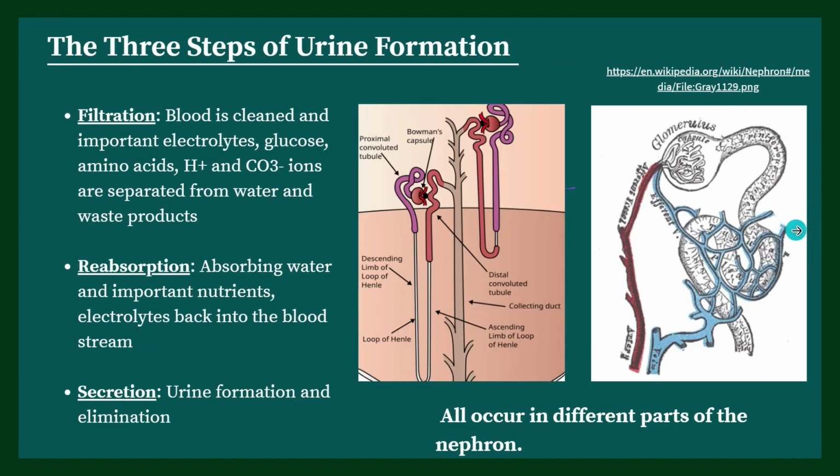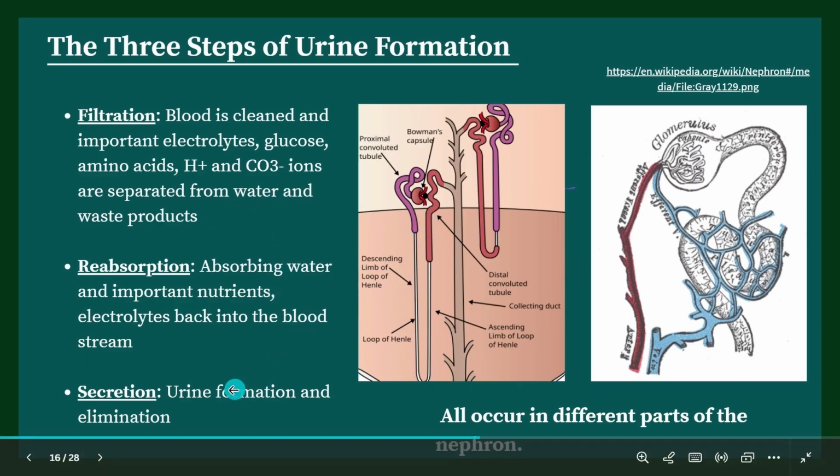Thank you, kidneys. Okay, so how is urine formed? We're going to go through the process. First thing is the blood is cleaned through a process called filtration to take out important electrolytes, glucose, amino acids, hydrogen ions, and bicarbonate. They're separated from the water and the waste products, and they get reabsorbed, and then the urine is secreted into the duct.